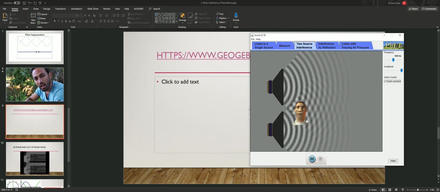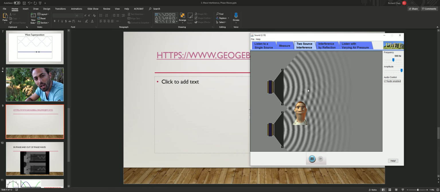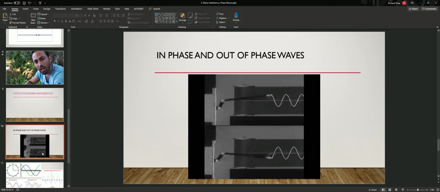Well, there's not really a place where I can't hear anything, but you do see the volume difference. And that volume difference is because these two sound waves are interfering with each other. And this can happen in real life as well. Alright, so good enough for the simulation.